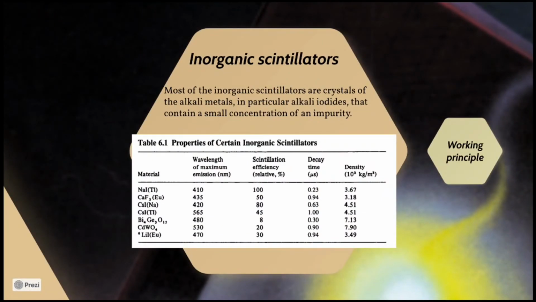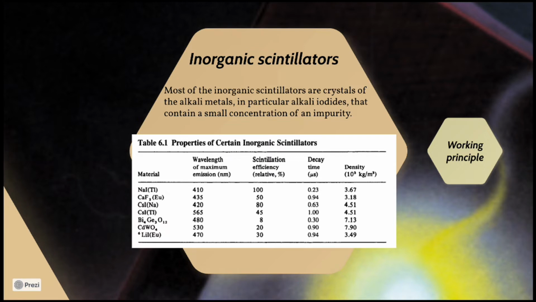First, we go to the inorganic scintillators. Most of the inorganic scintillators are crystals of the alkali metals, in particular alkali iodides, that contain a small concentration of an impurity. The function of the impurity is to increase the sensitivity of detection by the scintillation detector. One of the most commonly used impurities is thallium, such as in sodium iodide and cesium iodide.